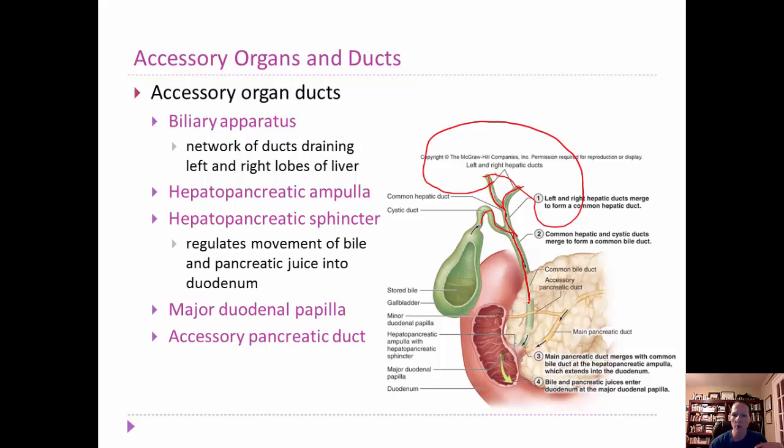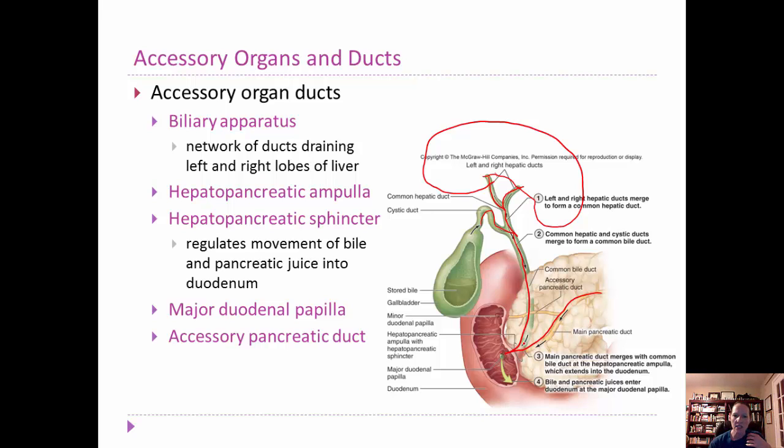As you can see, the common bile duct goes all the way down, and it is going to go in and merge with the main pancreatic duct. Those are going to merge. And if you take a look, you have something called the hepatopancreatic ampulla, which is going to be right in here. That's where that merging is going to take place. We are also going to have a sphincter in here. This sphincter is going to be controlled, which we'll talk about later, by some hormones.